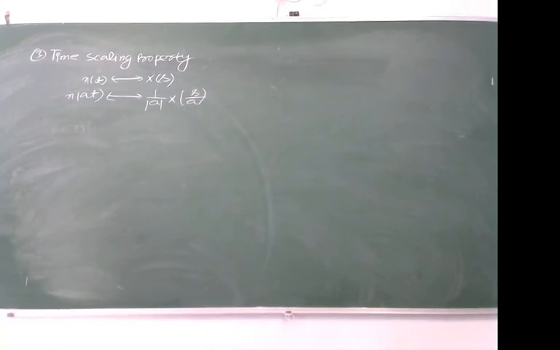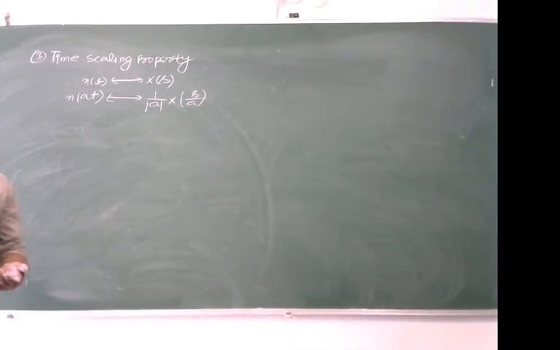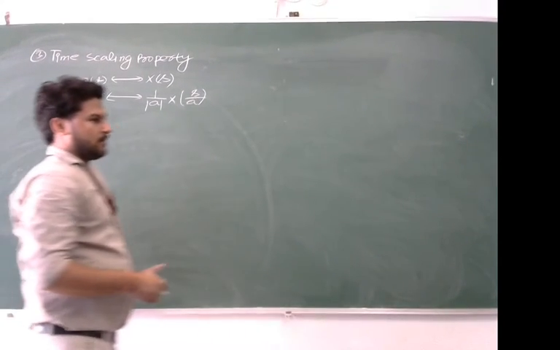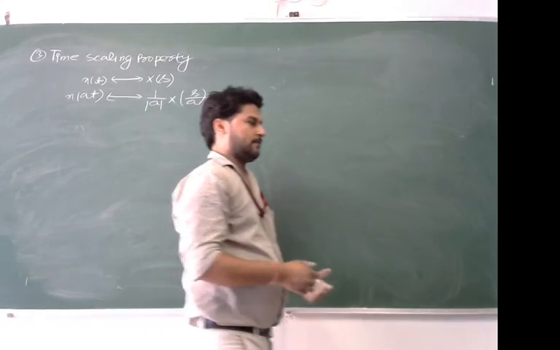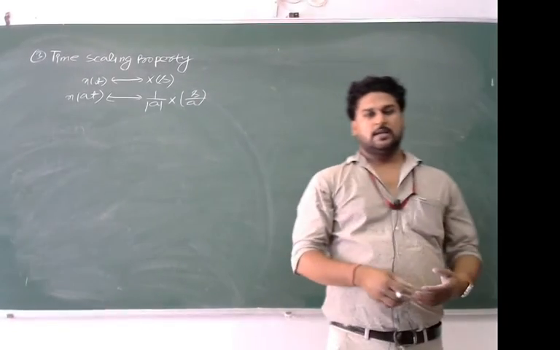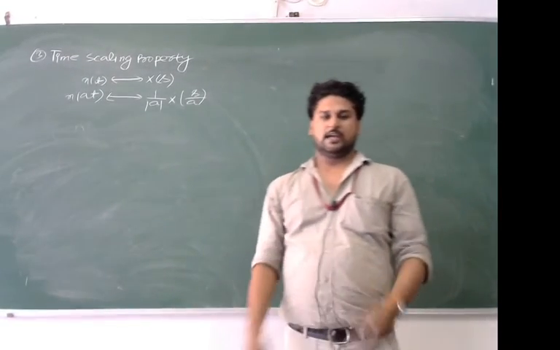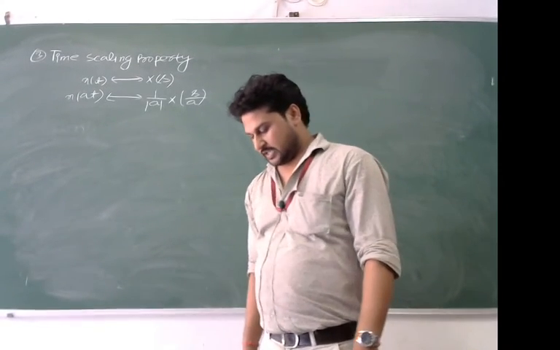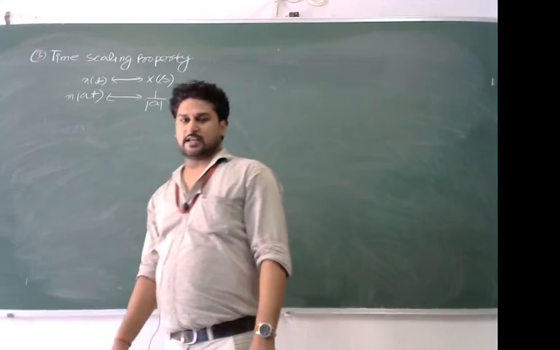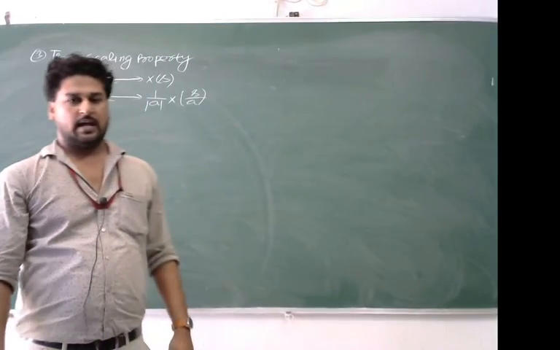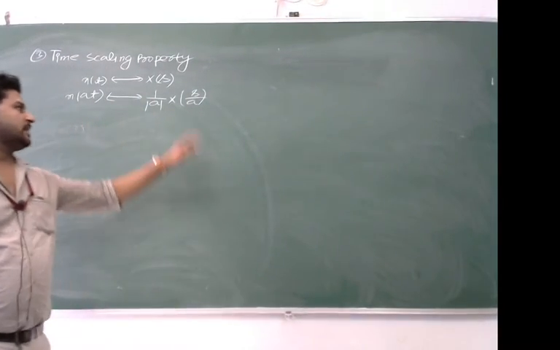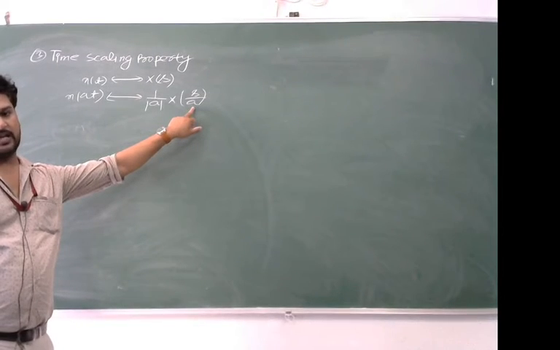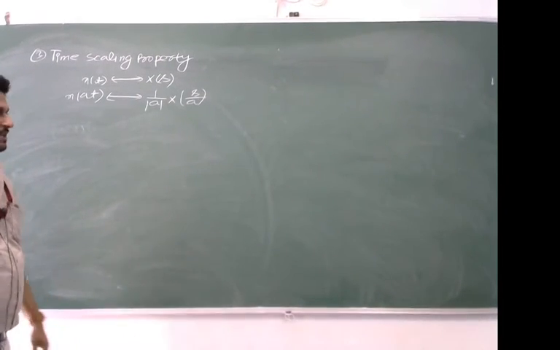This is what the time scaling property states: if the variable t in the time domain is multiplied by a scalar quantity a, then the s domain of the signal will be divided by a, and also the variable s will be divided by the same factor a. This is what the time scaling property states.